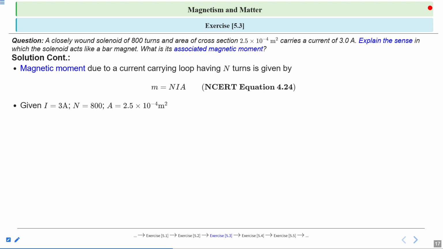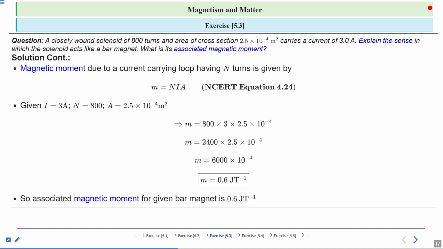Current is given 3 ampere, N is given 800 turns, and area is given 2.5 into 10 to the minus 4 meter square. After putting these values, we get M equal to 800 into 3 into 2.5 into 10 to the power minus 4. Solving it, M equals 2400 into 2.5, which results in 6000 into 10 to the power minus 4. So it will result in 0.6 joule per Tesla. This is the unit of magnetic moment. So the associated magnetic moment for the given bar magnet is 0.6 joule per Tesla. Got it?